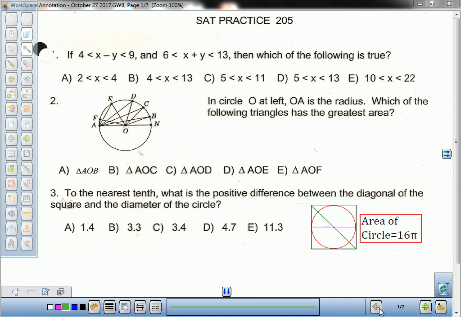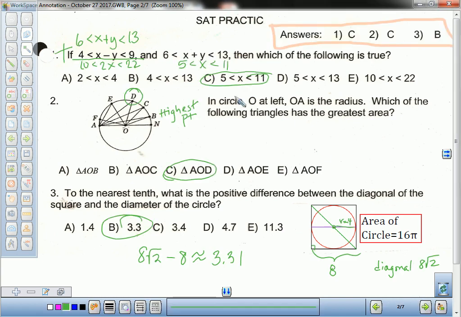Okay, first thing we're going to do today is our SAT warm-up. Go ahead and press pause until you are ready to check your answers. When you're ready to check your answers, press play. Okay, let's take a look at these.